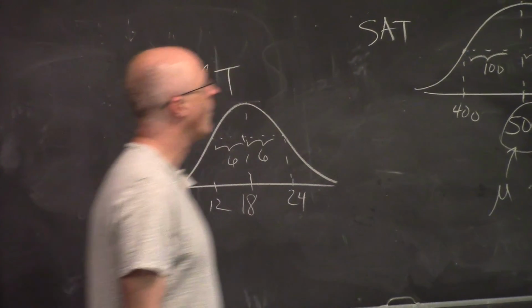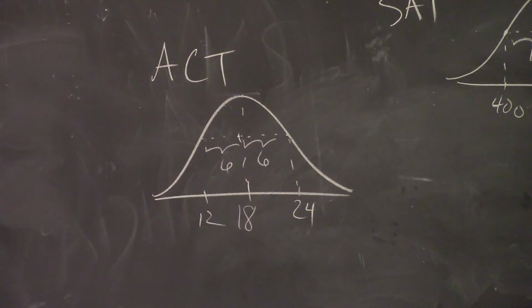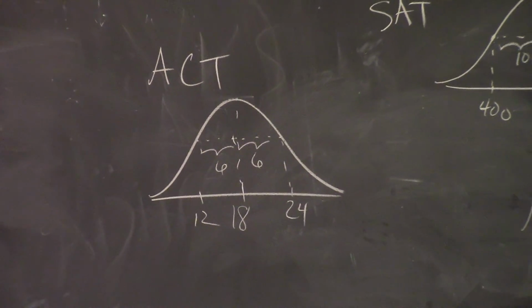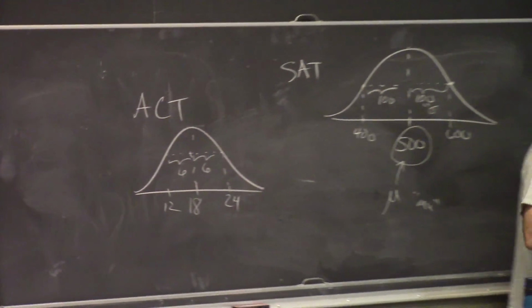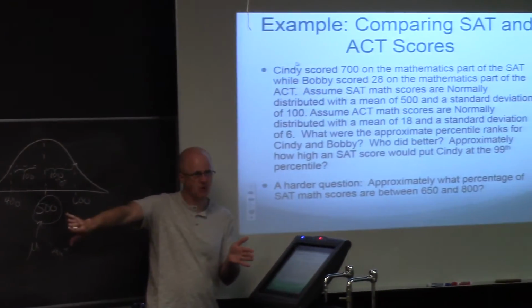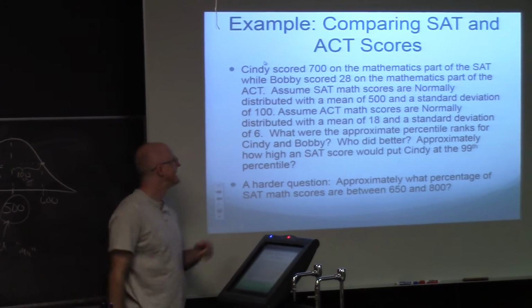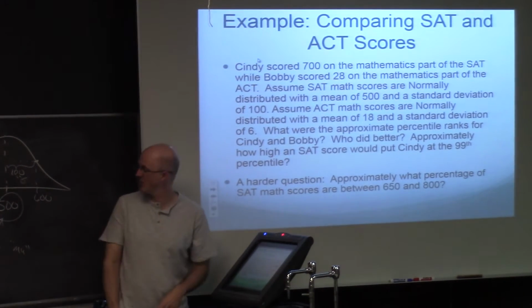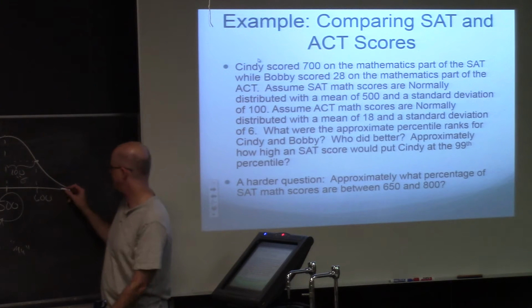What do you need to do now? What's the question? What were the approximate percentile ranks for Cindy and Bobby? In other words, their scores were at a certain spot where a certain percentage of the scores were below them. Cindy scored 700. She did well. She was above the mean. On this scale, she was way over here.